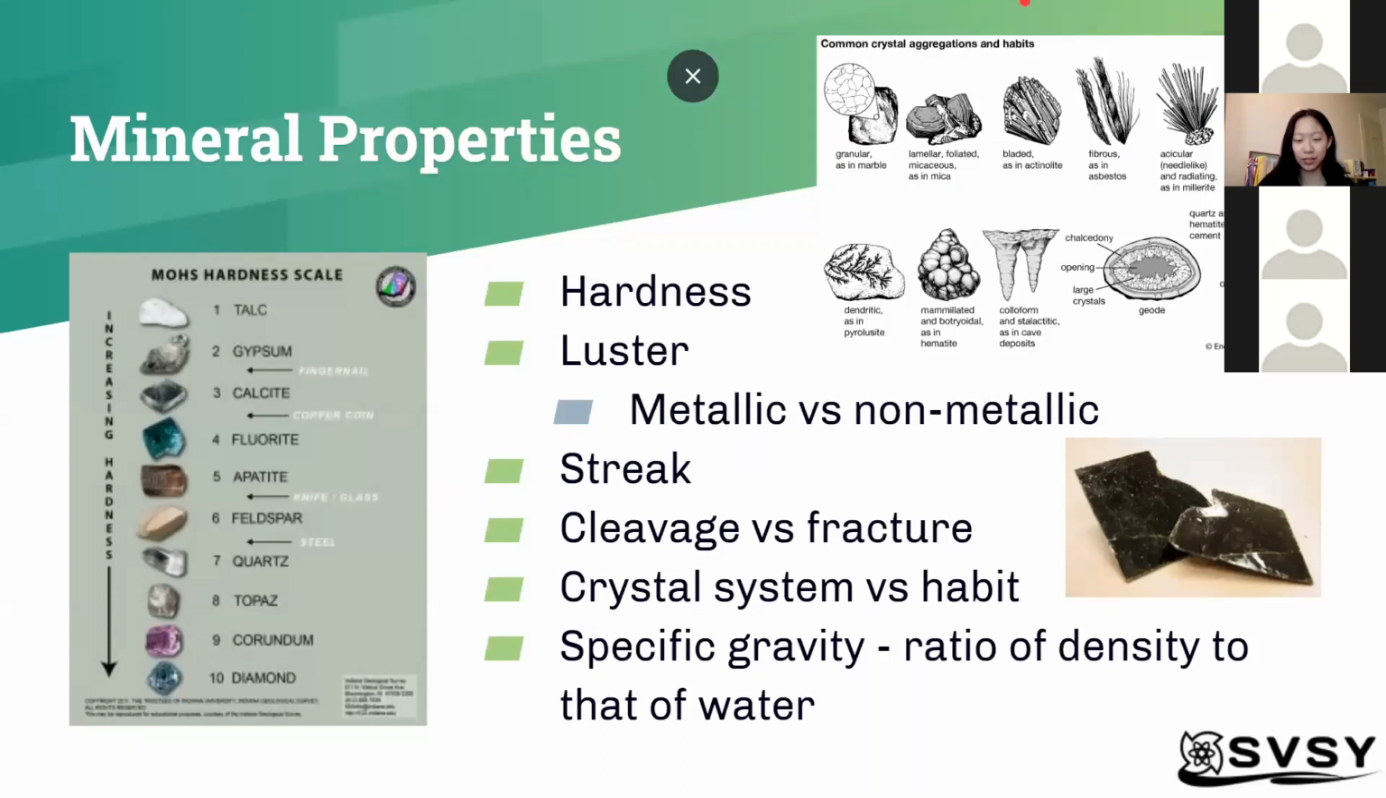Okay, I'll just explain it first. Specific gravity is also known as relative density. So you would find it by dividing the density of the mineral by that of water. It's just a weird way to denote this.